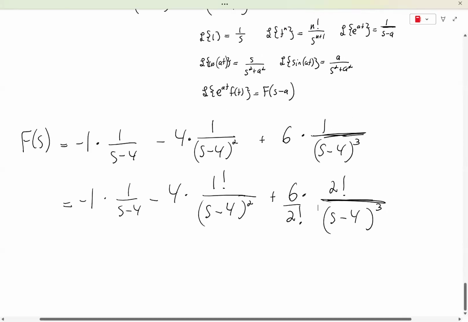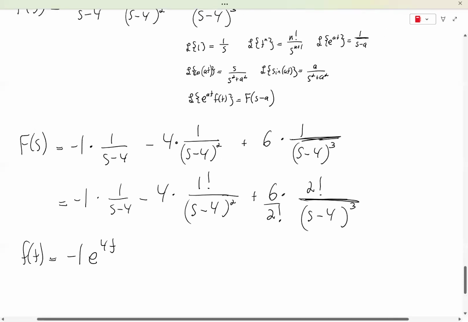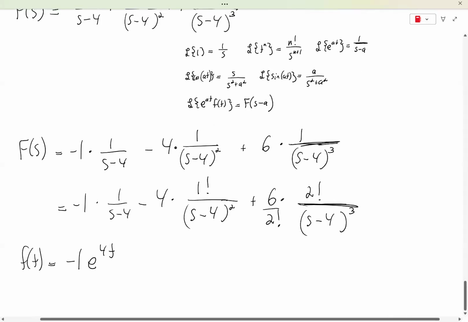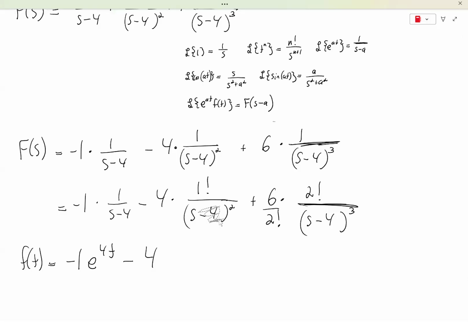Now we can come back and actually get these. The first one now, that's the easiest one. That's -1. That'd be e to the 4t, by this rule here. Now the second one here is tricky because it uses this thing down here. I'm going to leave a little space here. Pretend the -4 is not there. What would that be? If that -4 weren't there, that'd be t to the first, by using this one.